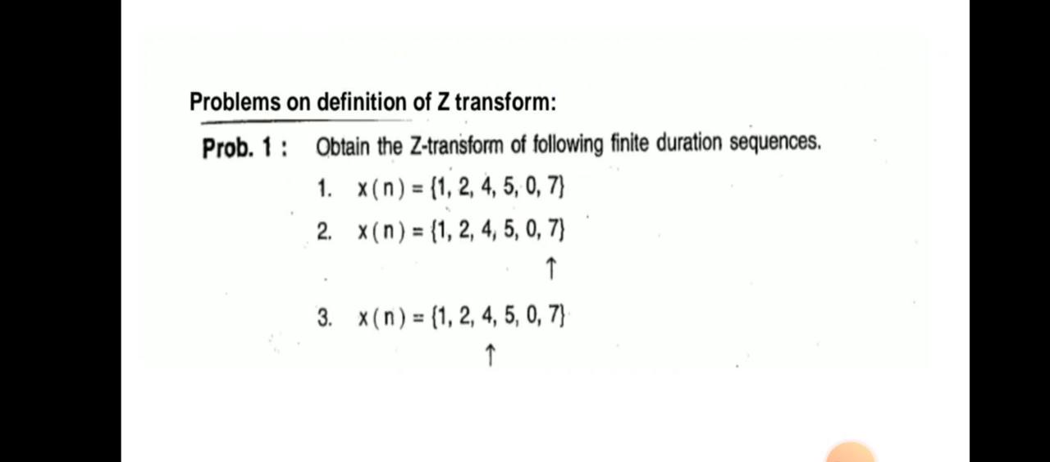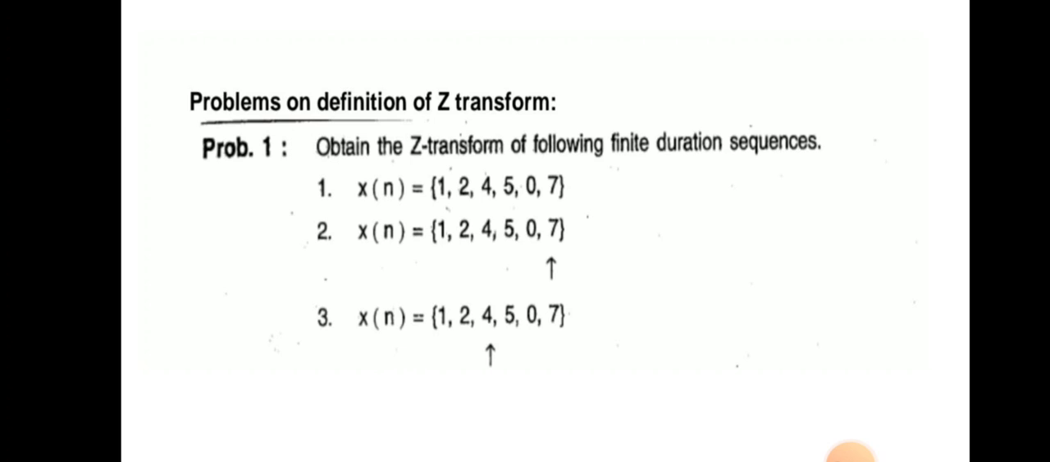These are the problems on the definition of Z transform. All these problems are very basic, in which we are going to use only the basic formula of the Z transform. Here three problems are given. Obtain the Z transform of the following finite duration sequence. First one is x of n is equal to 1, 2, 4, 5, 0 and 7.